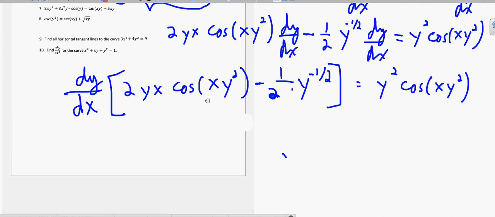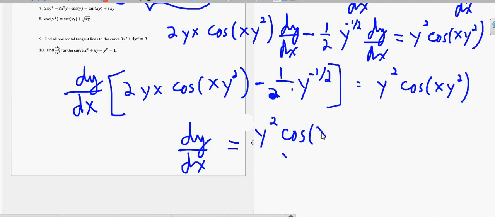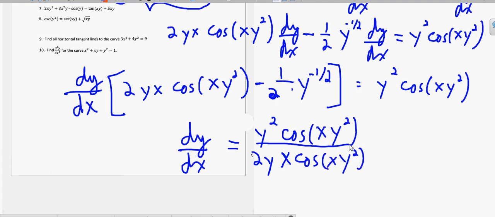Anyway, we need to divide by all this mess here. So we're going to end up with dy/dx is equal to, over here, y squared cosine xy squared, all that over just this whole big fraction: 2yx cosine xy squared minus 1/2 y to the negative 1/2.